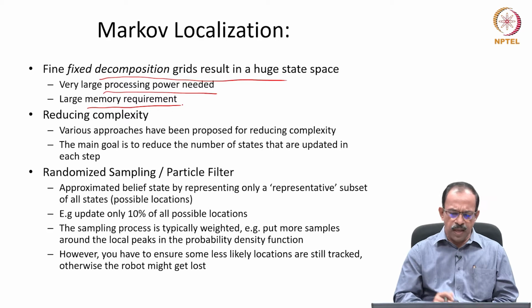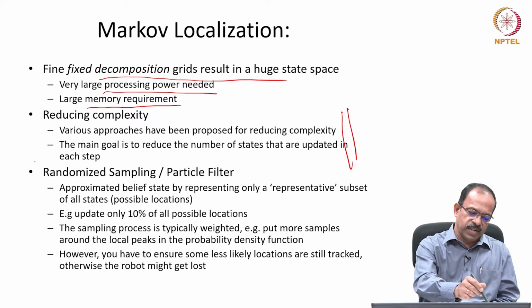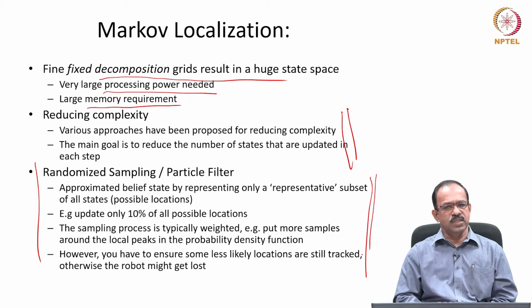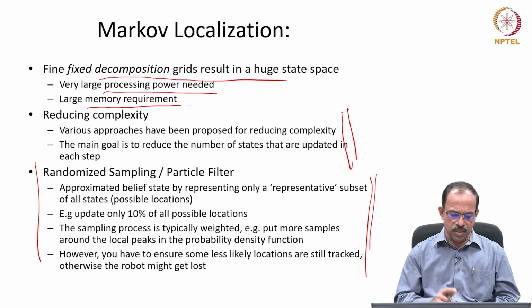And there were many methods suggested in the literature for reducing the complexity: how to reduce the number of states, how to reduce the number of grids, and how to reduce the number of computations needed at each step. So there are methods like randomized sampling, particle filter, etc. We are not going into all those methods here. If you are interested, you can go through the literature and you will find that people have been trying to improve the Markov localization methodology using many strategies. And there are lots of papers in the literature about these methods.